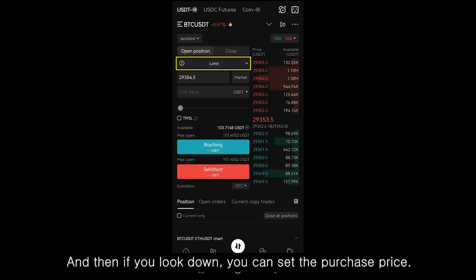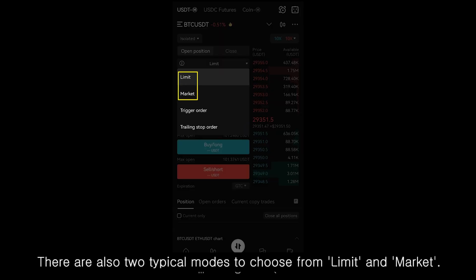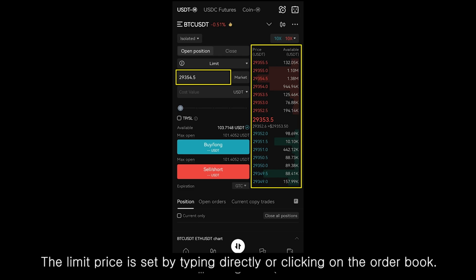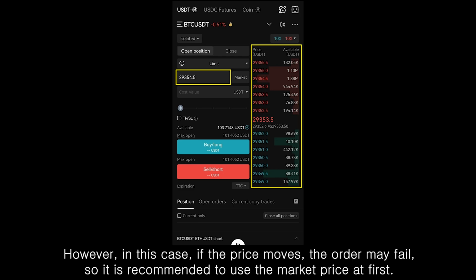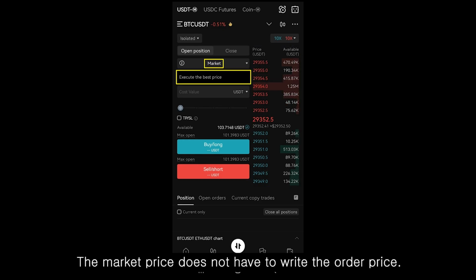And then if you look down, you can set the purchase price. There are also two typical modes to choose from: limit and market. The limit price is set by typing directly or clicking on the order book. However, in this case, if the price moves, the order may fail, so it is recommended to use the market price at first. The market price does not require writing an order price.